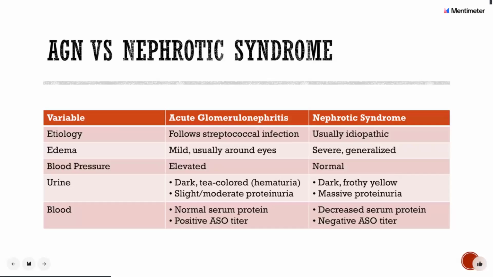Also, the amount of protein in our urine. We only get a little bit with nephritis. With nephrotic syndrome, we have that massive protein in our urine. So because we've got that massive protein in our urine, we don't have a lot flowing around in our blood. So that low serum protein can also be a sign as to which disorder you're dealing with.